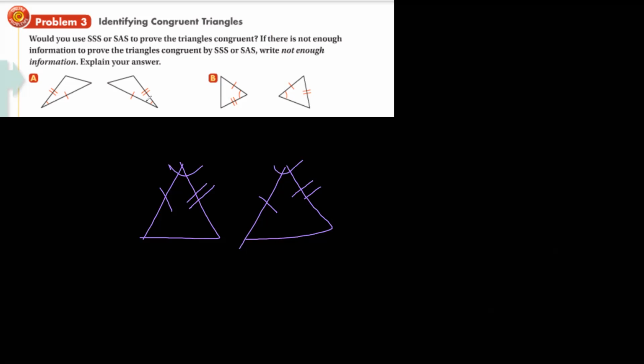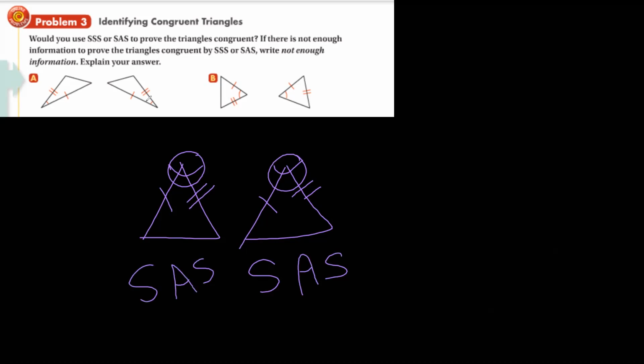Look at A now. For A here, you will have two triangles. In these two triangles, he told me that the first side is congruent with the second side, and this side is congruent to this side, and this angle is congruent to this angle. Here we have two sides and the included angle between them, and here we have two sides and the included angle between them.